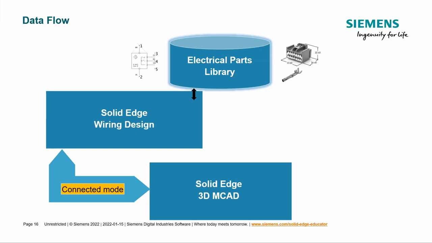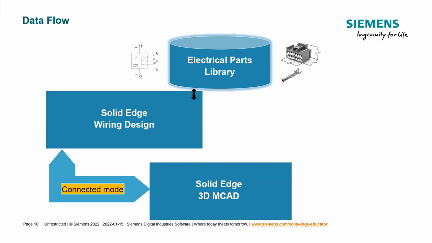Now we can do this as long as the engineers are on the same network system. They don't need to be in the same building. They can work across the world. Once the electrical connectivity, the wire diagram that I showed you, is sent over through connected mode and shared with the mechanical team, the mechanical team, in Solid Edge MCAD, can bundle the wires into harnesses. They can route them to meet all of their mechanical constraints, whatever those are.